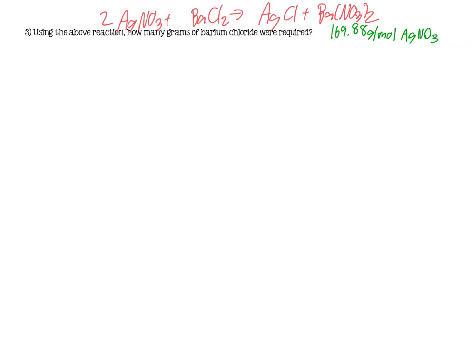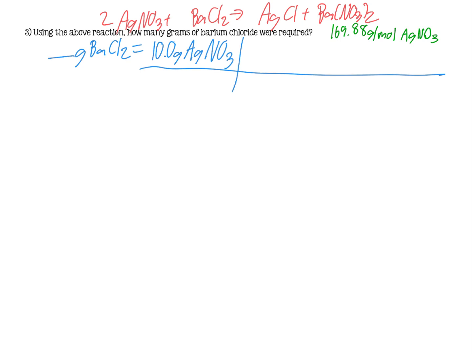For number 3, we ask ourselves, using the above reaction, how many grams of barium chloride were required. We already know the equation from the previous problem. We also know the molar mass of silver nitrate is 169.88 grams per mole. So we want to know how many grams of barium chloride are required to react with 10 grams of silver nitrate. To figure this out, we need to set up our chart.